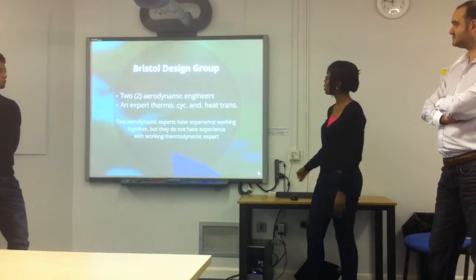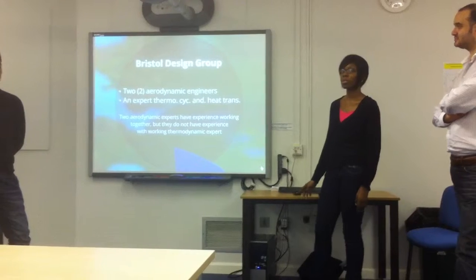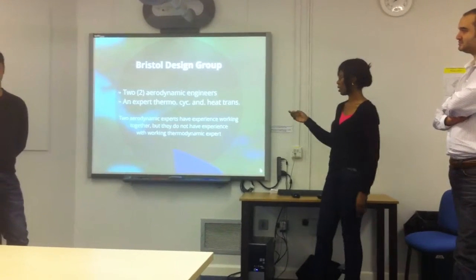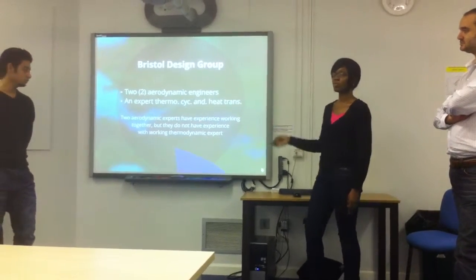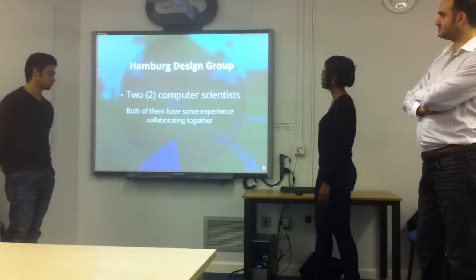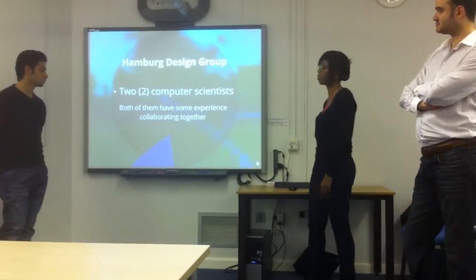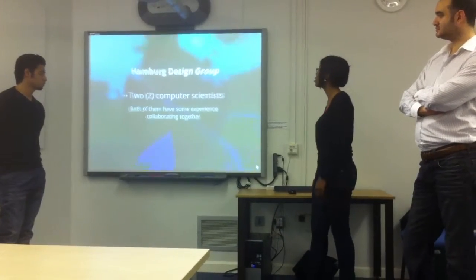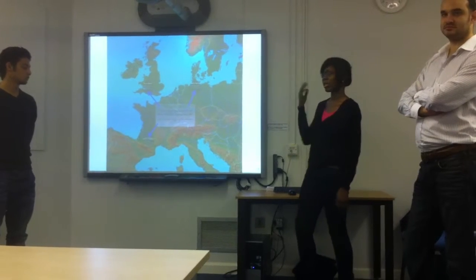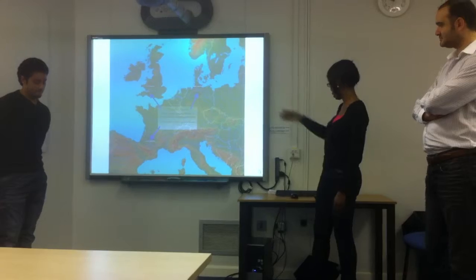The second group is based in Bristol in the UK. They have 2 aerodynamic engineers and 1 expert in thermodynamic cycles. The 2 aerodynamic engineers have worked together, but neither of them has worked with the expert in thermodynamic cycles and heat transfers. The last group is based in Hamburg, Germany. We have just 2 computer scientists there, and both of them have had experience working together. This map gives a visual representation so we can picture the emphasis on interactions at a distance within the project team.